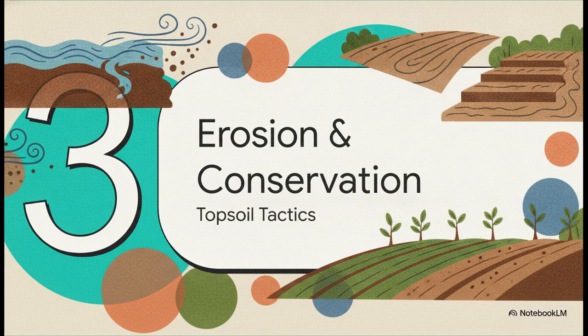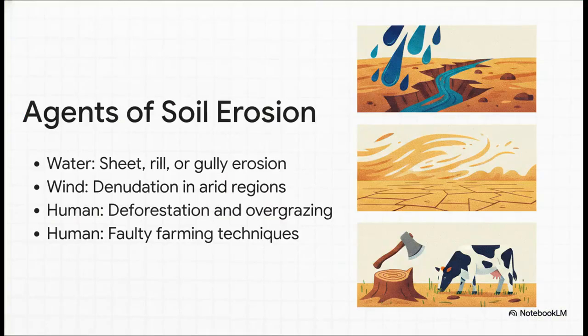All right, that brings us to Section 3, Erosion and Conservation Tactics. We've talked about how soil is actually formed, but examiners also demand that you understand the destruction of the topsoil. Here are the precise causes of soil erosion that you've got to be able to rapid-fire for a standard 2-mark geography question. The agents of erosion are water, which causes sheet, rill, or deep gully erosion; wind, causing denudation, especially in arid regions like Rajasthan; and of course human activity, which is a massive factor. Think about deforestation, uncontrolled overgrazing by cattle, and faulty farming techniques.